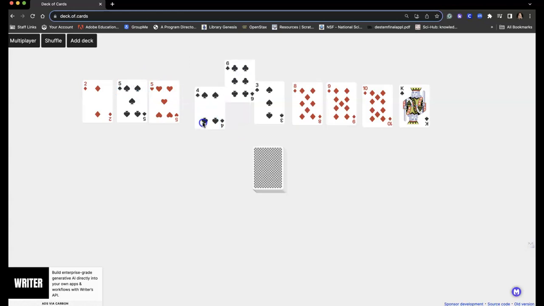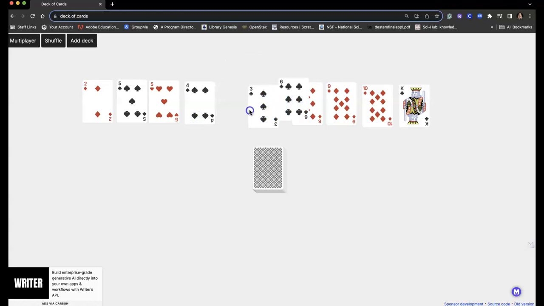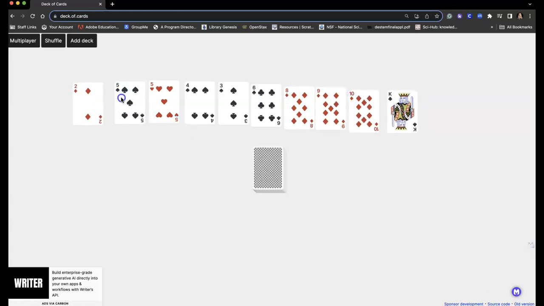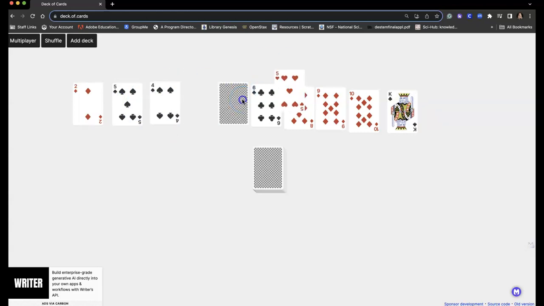6 is bigger than 4, so we'll move it over. 6 is bigger than 3. And the rest of these are in the right order. And now we'll start over. 2, 5, 5. Oh, we've got to move our 5 over. It's bigger than 4. We've got to move our 5 over because it's bigger than 3.